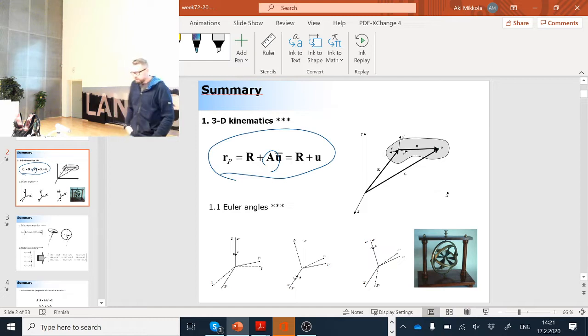Now, the typical sequence of rotation is Z, X, Z. That is coming from the gyro. It can be something else too, but that's often used, at least in multi-body modeling. So the sequence, to put it in other words, is 3, 1, 3, meaning that the first axis where the rotation takes place is the third axis, the second one is the first axis, and again the last one is the third axis.